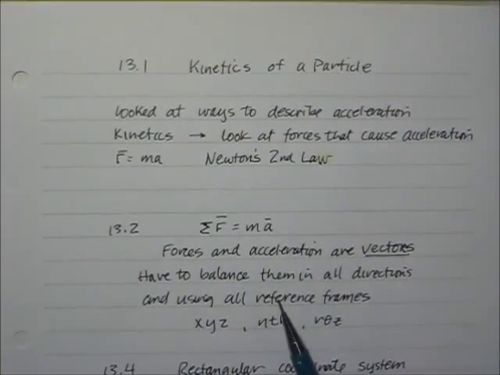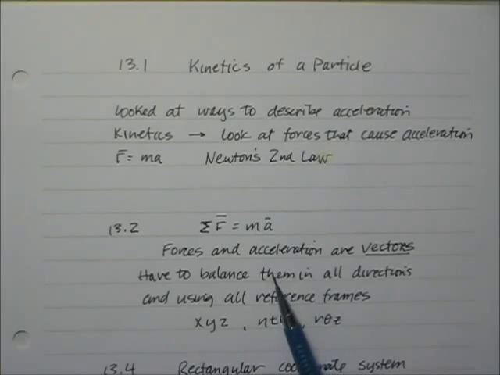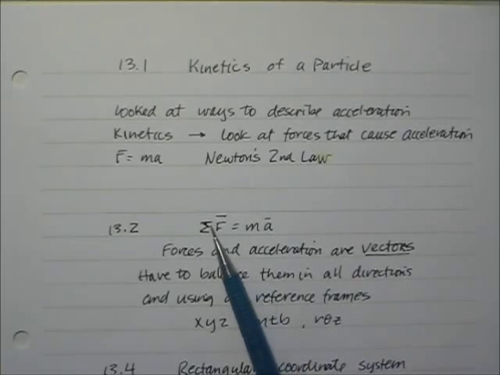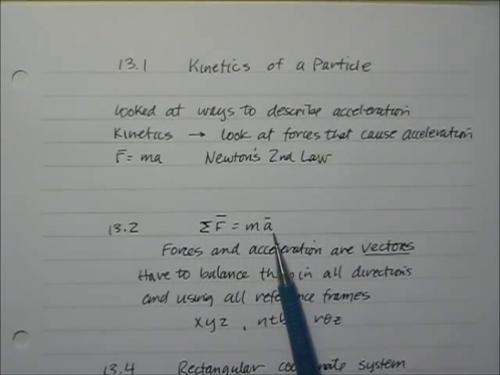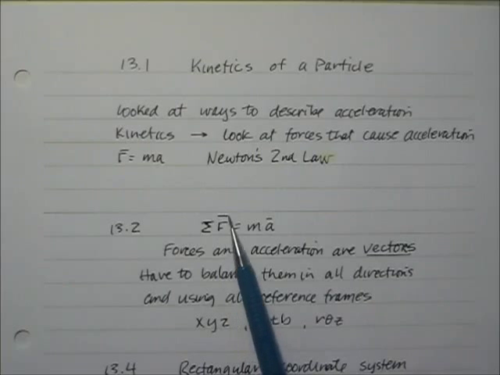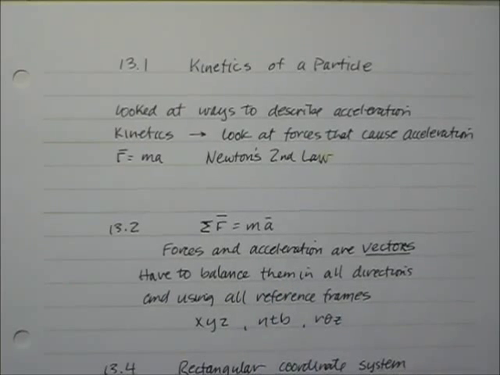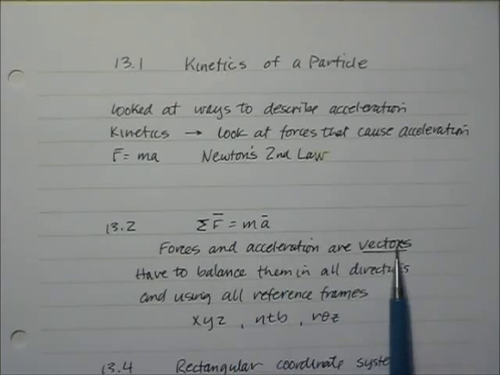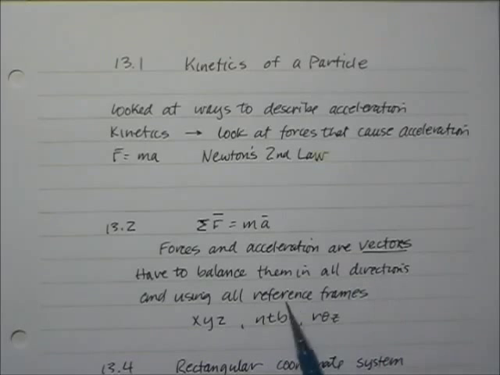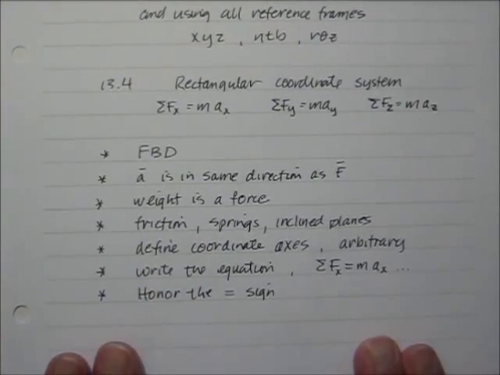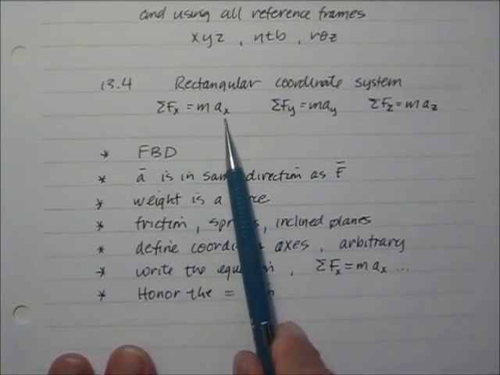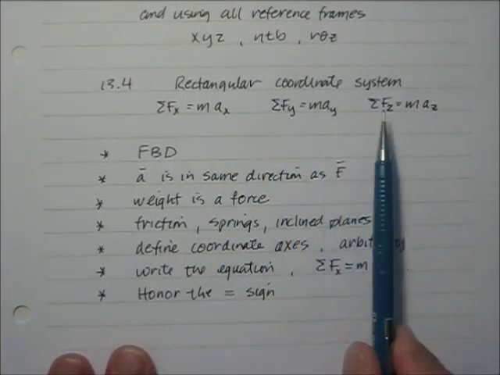What we need to notice about this equation is that it is a vector equation: the sum of the forces, as vectors, will equal mass times acceleration in that same line. So the forces will have a direction and the acceleration will have that same direction. They obviously have magnitude and direction, so we have to balance them in all directions using the reference frames of x, y, z, n-t-b, and r, theta, z. Today we're going to talk about the rectangular coordinate system, and that's F equals ma in the x direction, the y direction and the z direction.